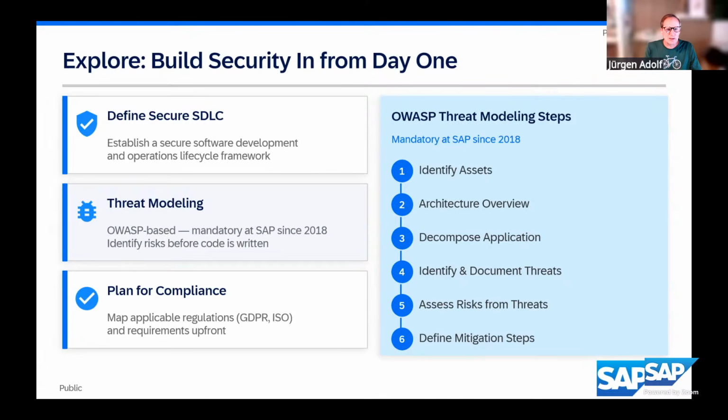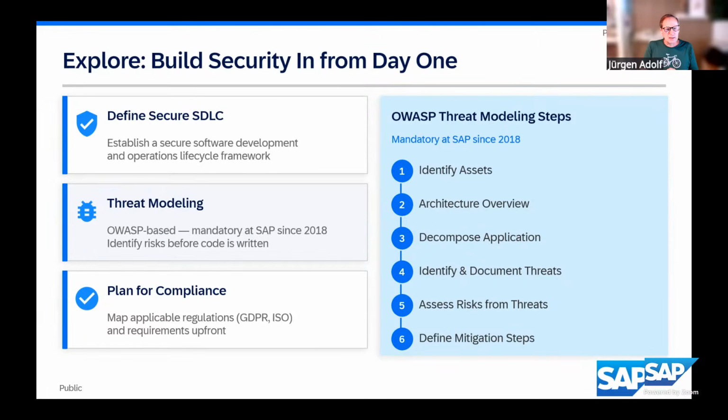And the second priority is threat modeling. SAP has made OWASP-based threat modeling mandatory across all lines of business, not only BTP, also SuccessFactors and all the others. Since 2018, every development team has to do it when they start a new project. And the 6 steps of the threat modeling are identify assets, create an architecture overview, decompose the application, identify and document threats, assess the risks, and define mitigation steps. That is the model behind the threat modeling.